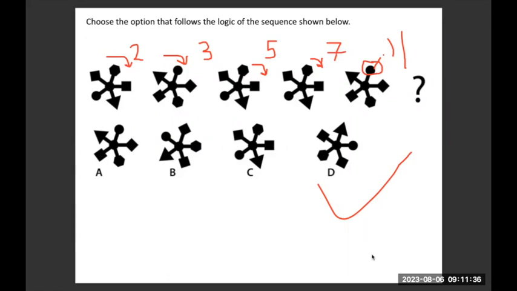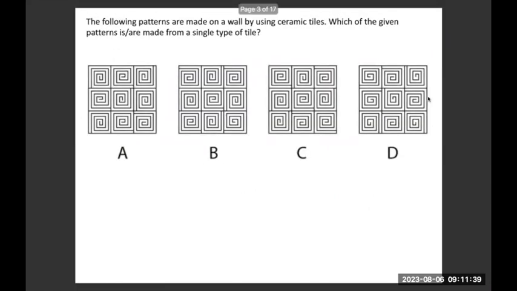Okay. We'll move to the next one. Here, there are some patterns given. Before I commence with explaining the question, in this question 1 or more answers are possible. These patterns are made on a wall by using ceramic tiles. Which of the following patterns are made using only a single type of tile? So only one single type of tile is used to make this. You have to find all those patterns where only one single type of tile is used to make the whole wall.